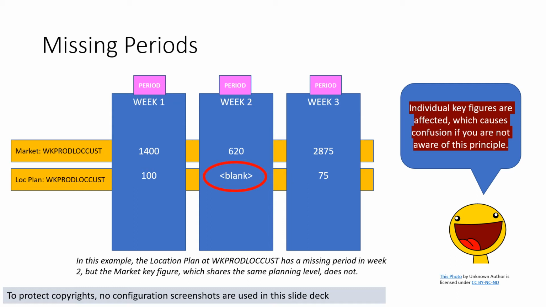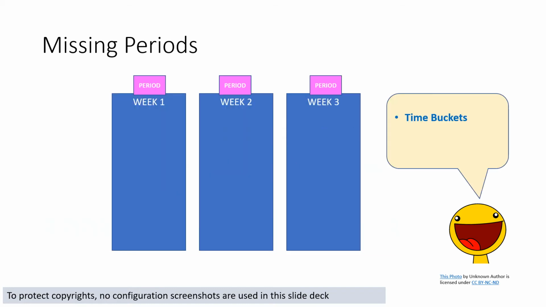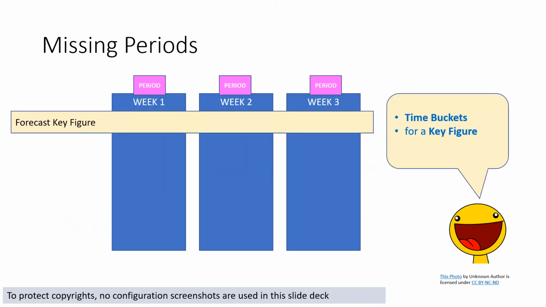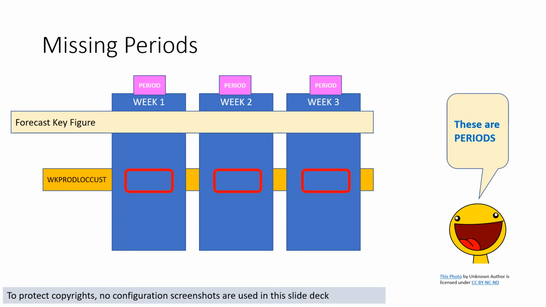In this example, the location plan at week, prod, load, cust has a missing period in week 2, but the market key figure, which shares the same planning level, does not. These are not missing planning objects. These are missing periods. Time buckets for a key figure at the base planning level: these are periods.